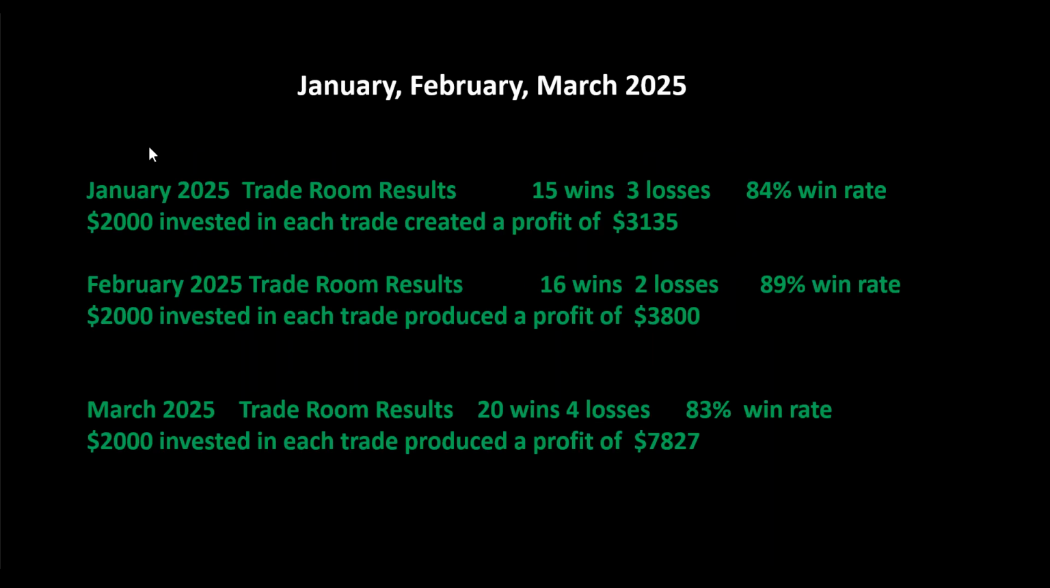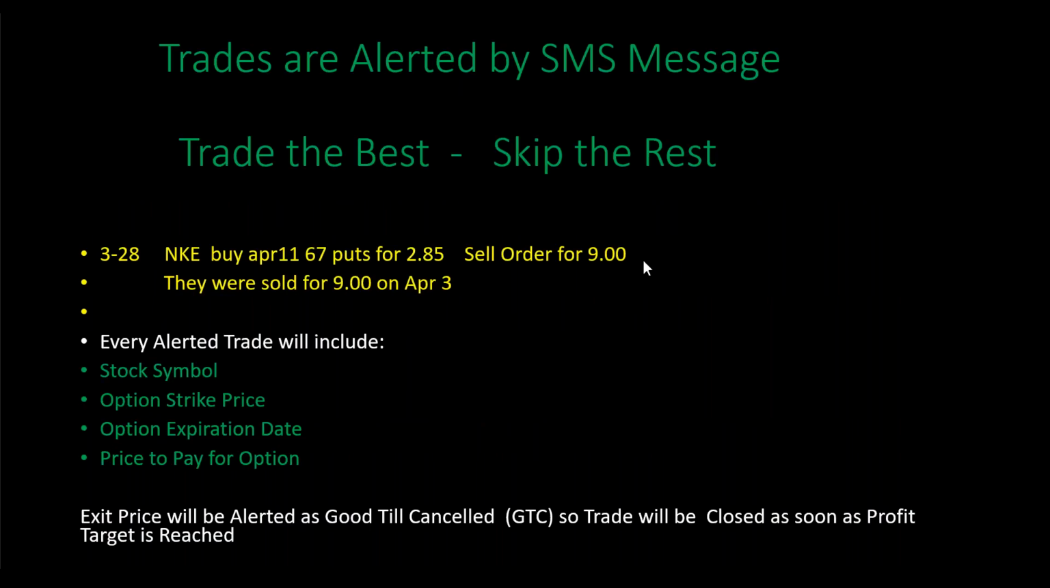For this year, I just kind of highlighted, I haven't broken the rooms all the trades down, but I did want to show January, 15 and 3, 31.35, not a huge win, but a tough year for trading so far. February, 3,800, 16 and 2, and March, 20 and 4, 7,800. So pretty good March. Right now in April, we're up about 4,000, but I haven't got it listed yet. All right, so those are our results.